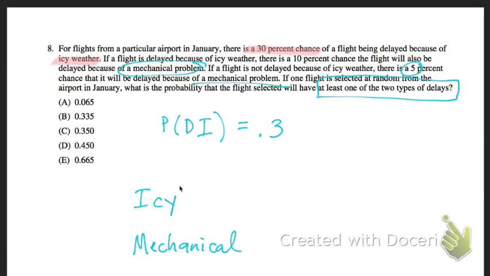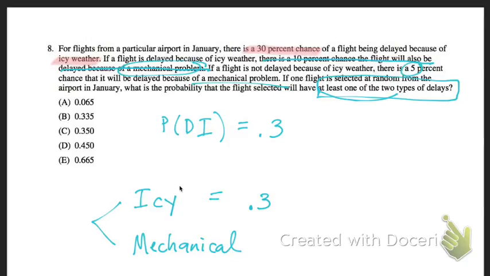So, two ways that we could have a delay. We already have the probability of it being delayed because of icy weather. It's given to me in the problem, which is 0.3. The second sentence that it gives me is that 10% will be delayed because of mechanical problems. I don't even need this sentence because that is whenever it's both, and it's just asking me at least one of the two. So is there to throw you off?